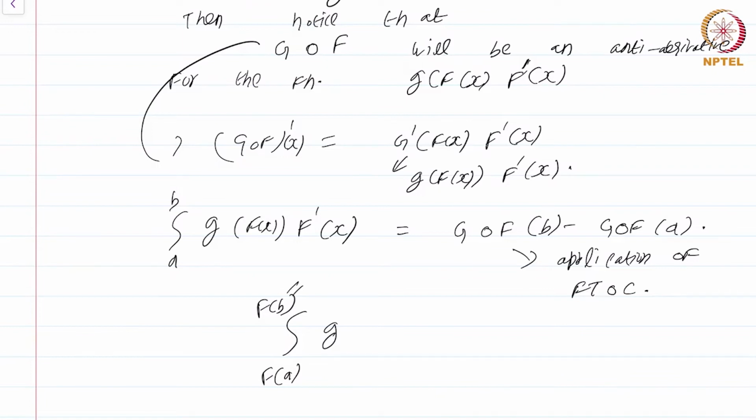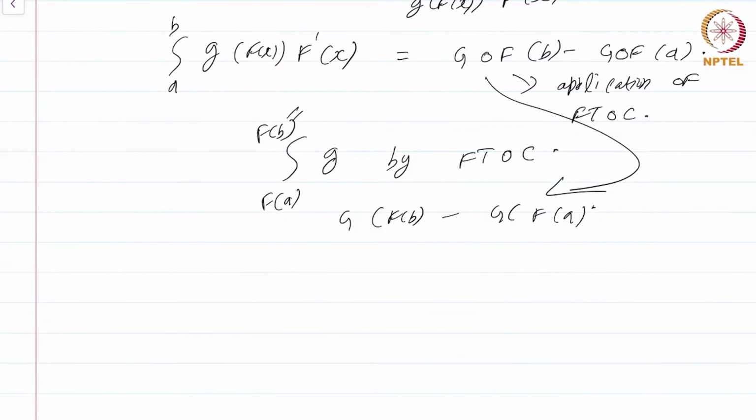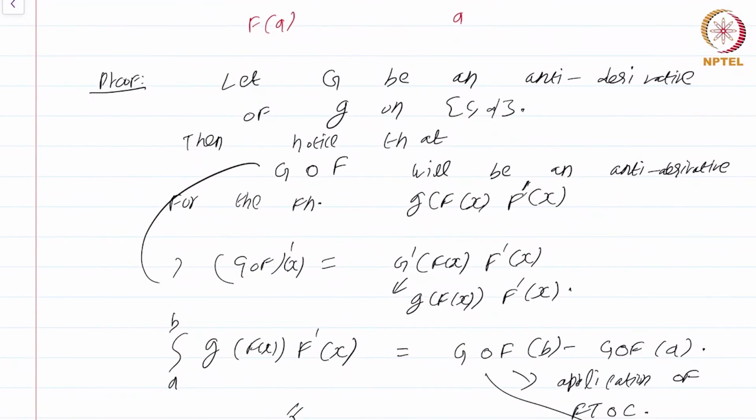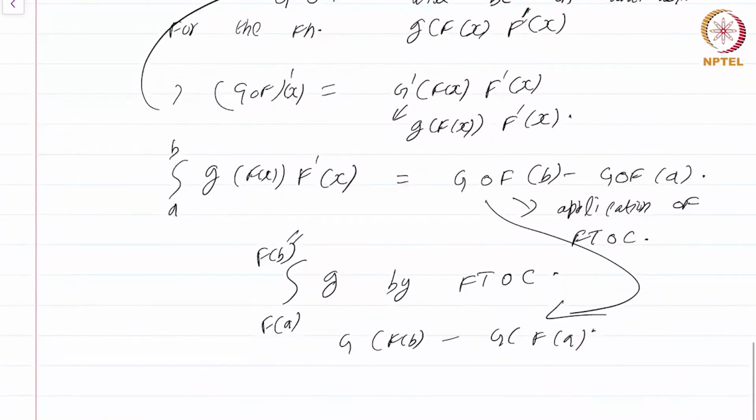Why is this the case? Well, again by the fundamental theorem of calculus, because the integral of g from f of a to f of b will be just G of f of b minus G of f of a, and this is the same as this. Okay, so this is the famous integration by substitution, or change of variables. There are several names for this, and the proof just follows immediately from the fundamental theorem of calculus.